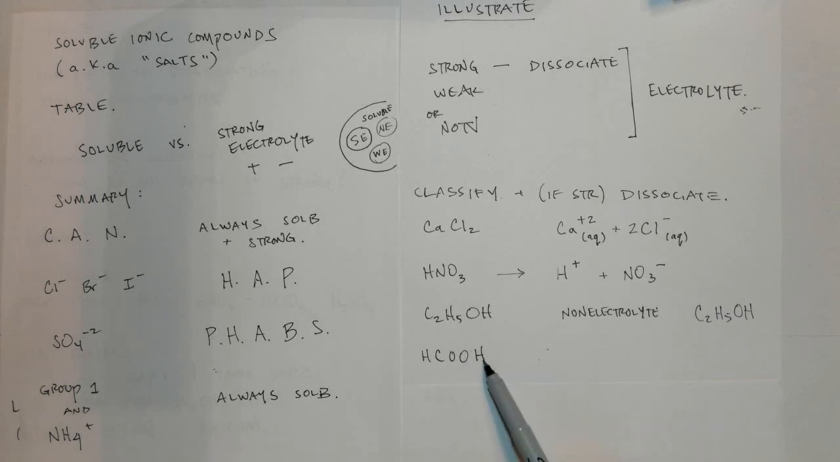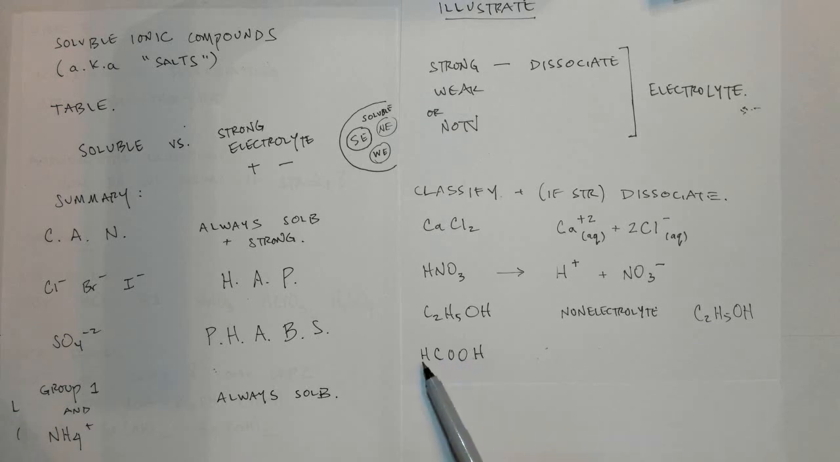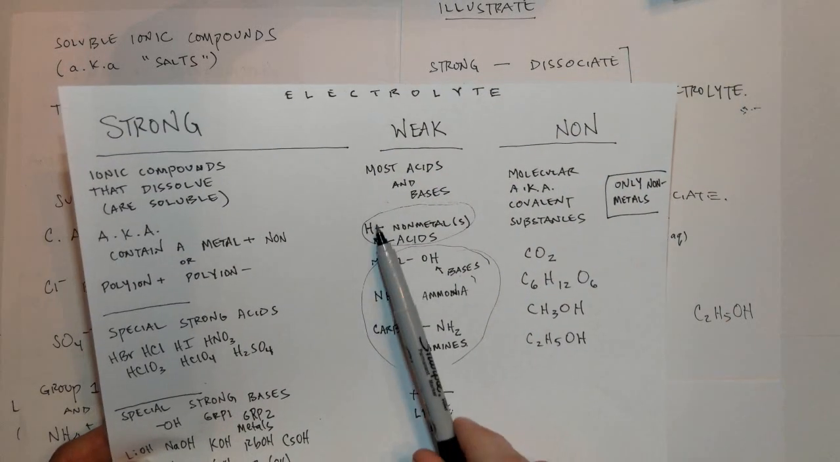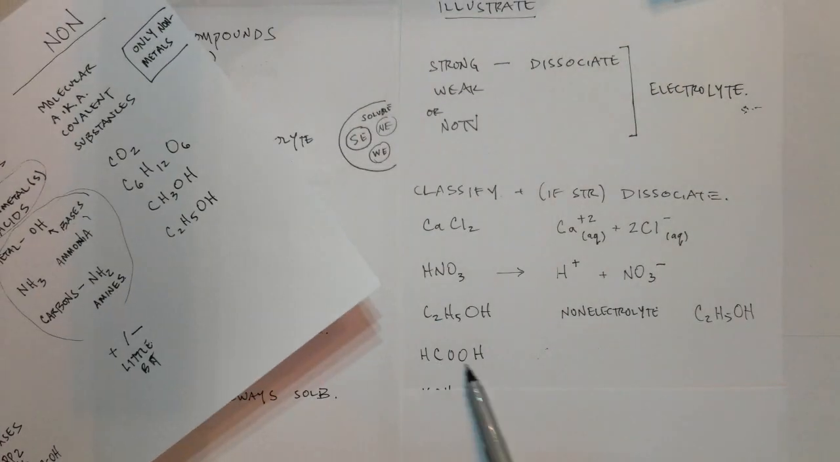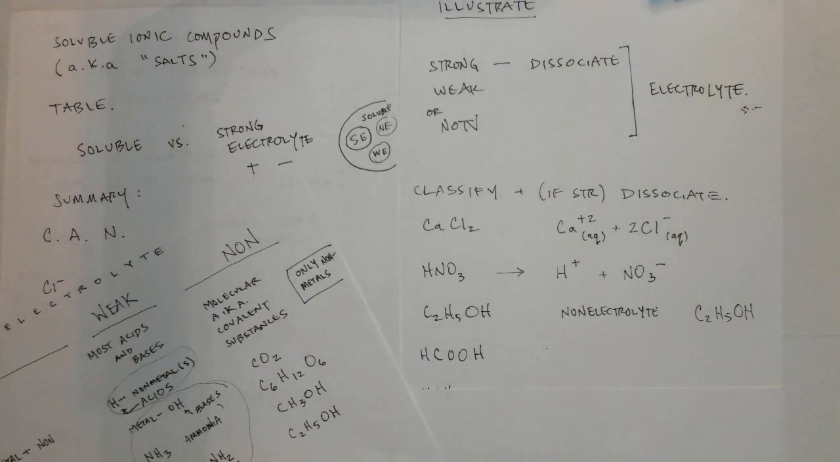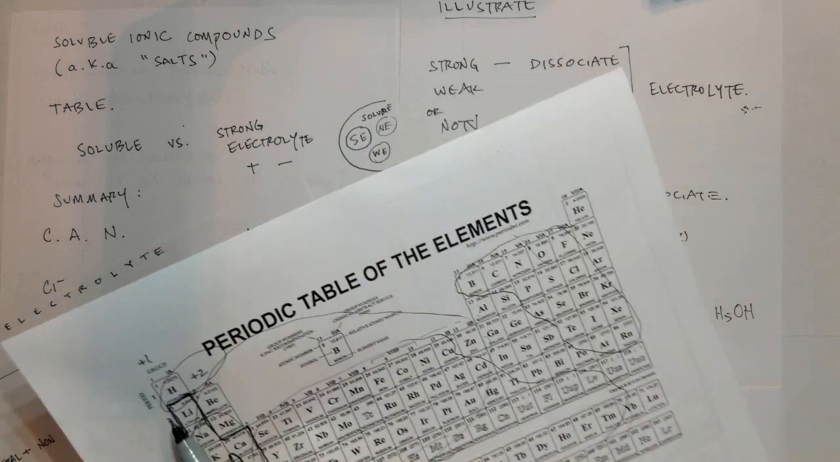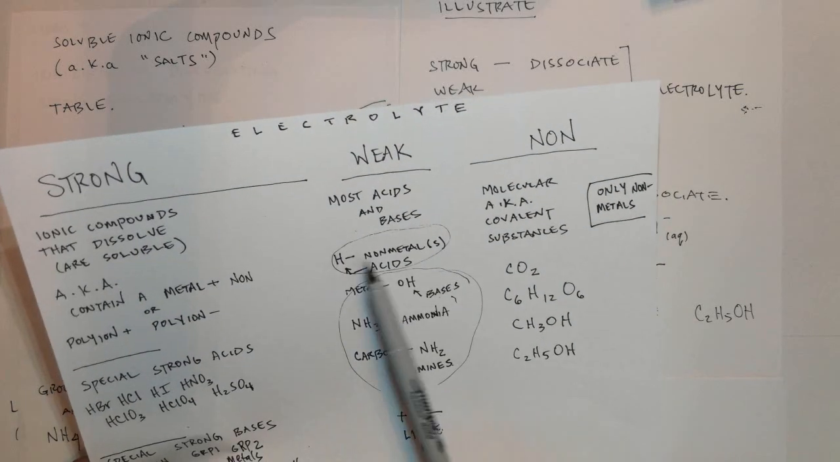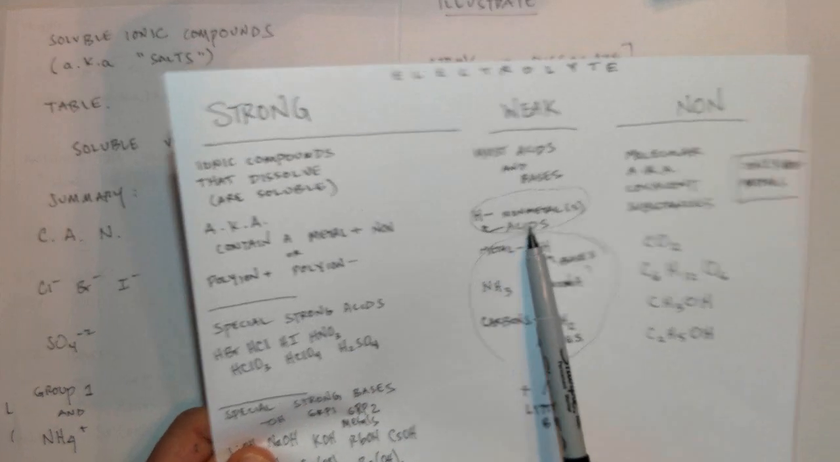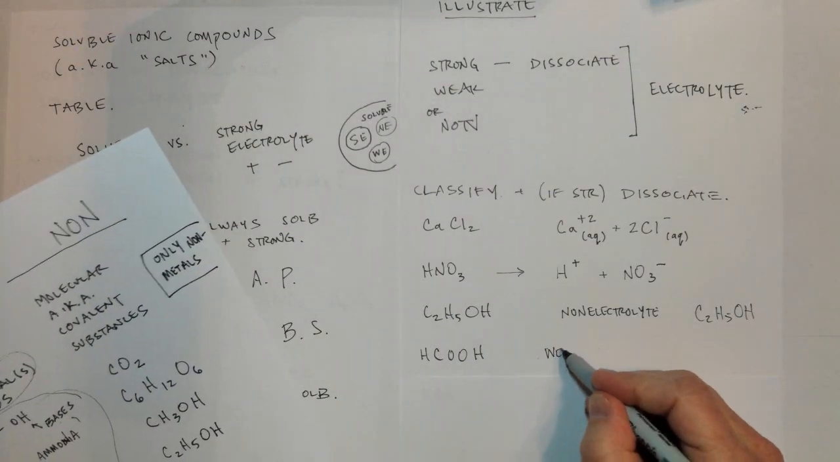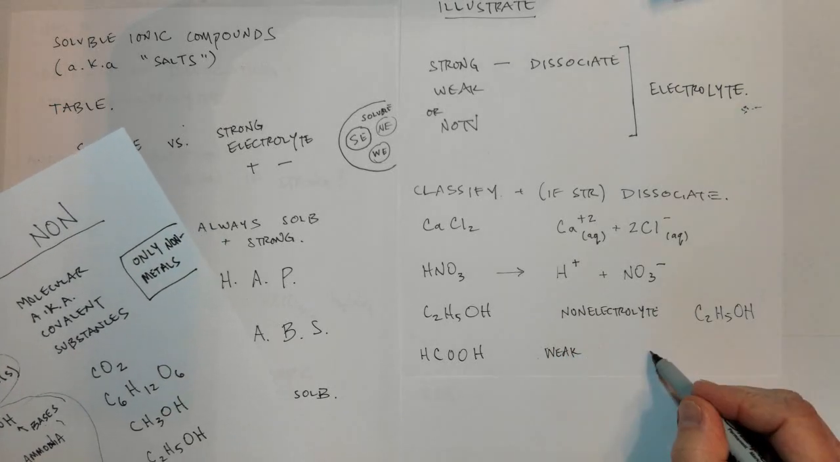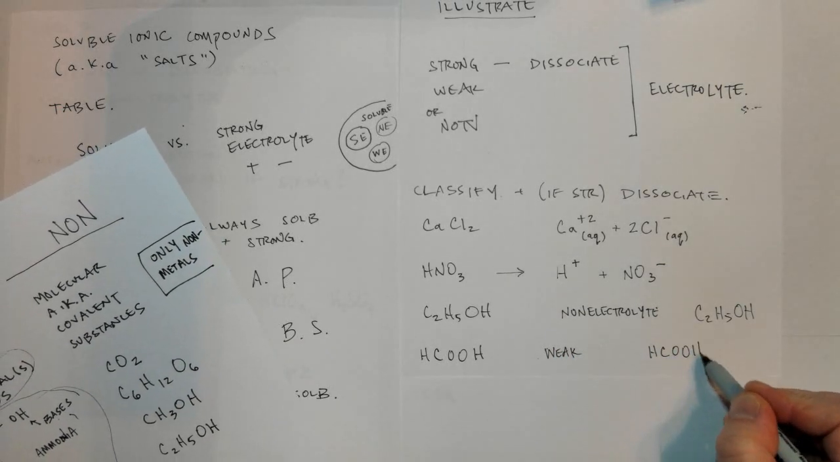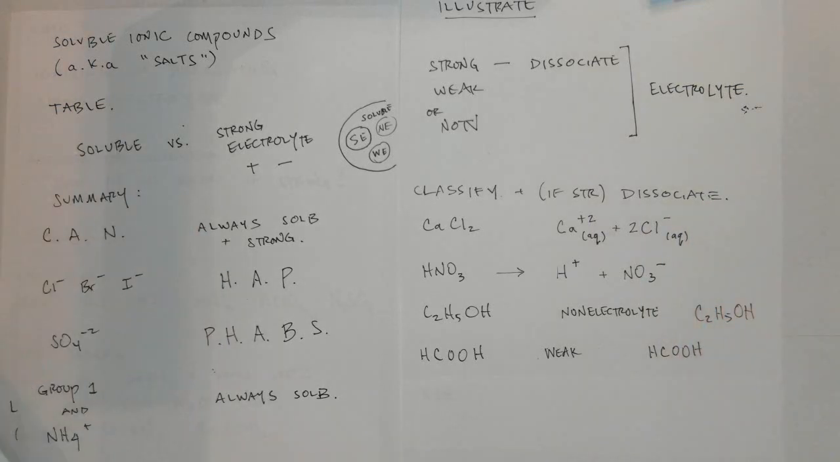HCOOH. Okay. This one's got H, C, O, and O. It starts with an H. Does it have all nonmetals? C, O, O, and H. Yes, all nonmetals. Therefore, since it has an H and all nonmetals, it's an acid. Is it one of the strong acids? No. That means this would be a weak electrolyte. And a weak electrolyte we just write as the formula. We don't break it up or dissociate it or split it up.